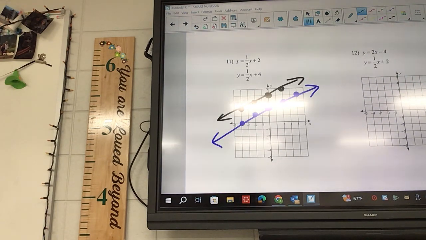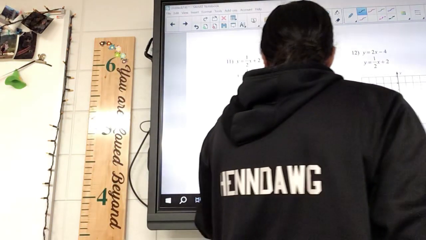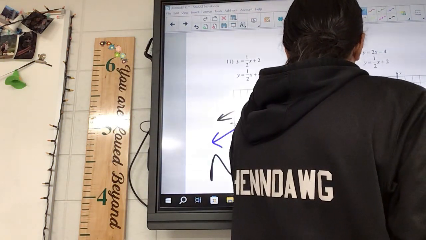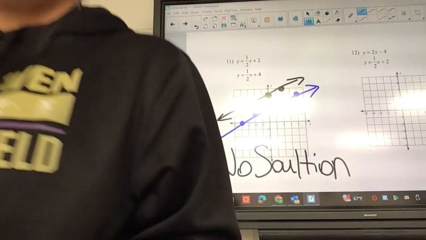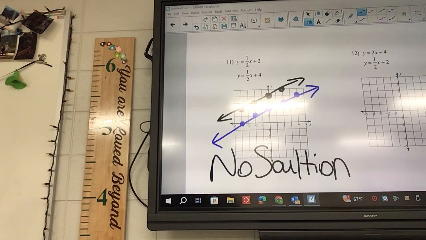Now if you had one negative 1/2 and one positive 1/2, they will intersect because a positive line and then a negative line will cross. But because they're both exactly positive 1 over 2, they're never going to intersect. So this is called no solution. I spelled solution wrong.